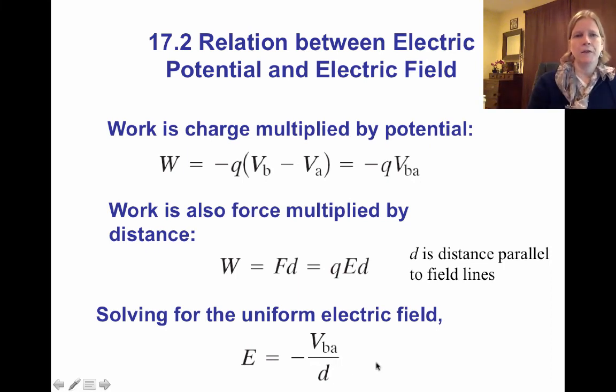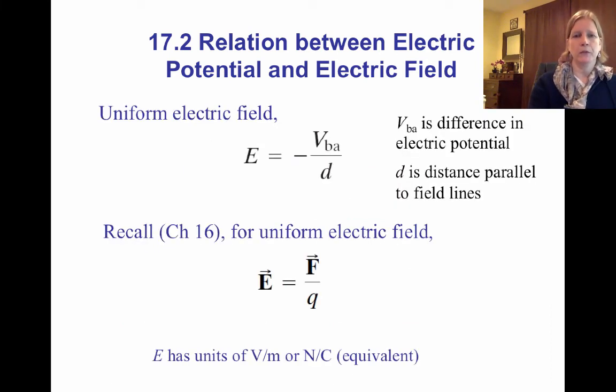All right, so we now have this new equation for a uniform electric field. It's equal to the negative of the change in the potential between points A and B divided by D, where D is the distance between A and B that's traveled along an electric field line. All right, from chapter 16, we already had an equation for uniform electric field, and that was that it was equal to the force per unit charge. So we now have two equations to describe a uniform electric field. And we can use either one depending on the application.